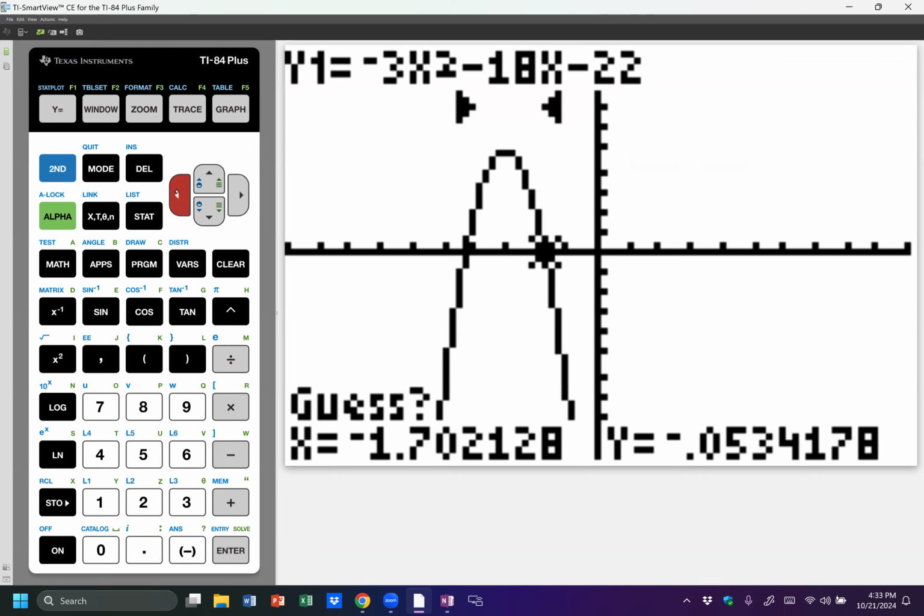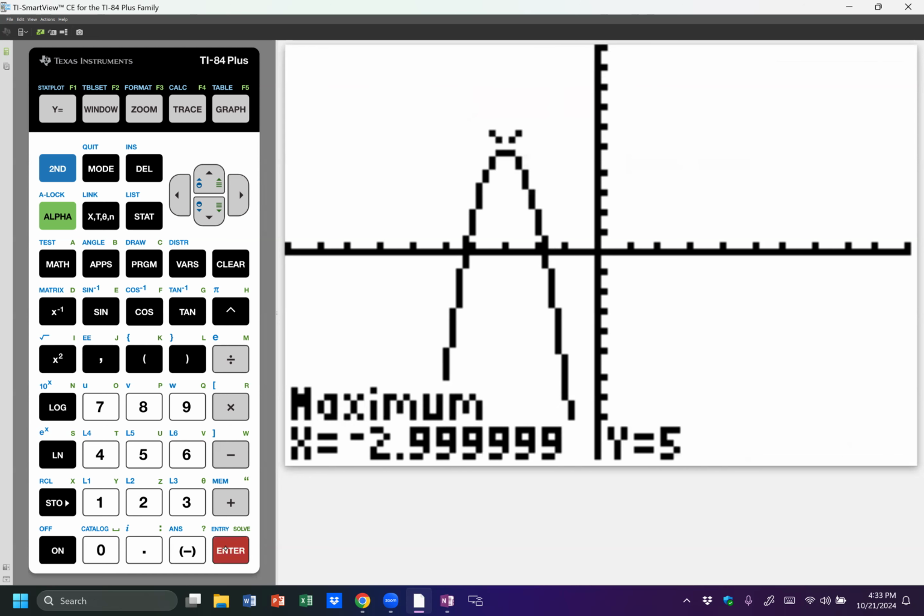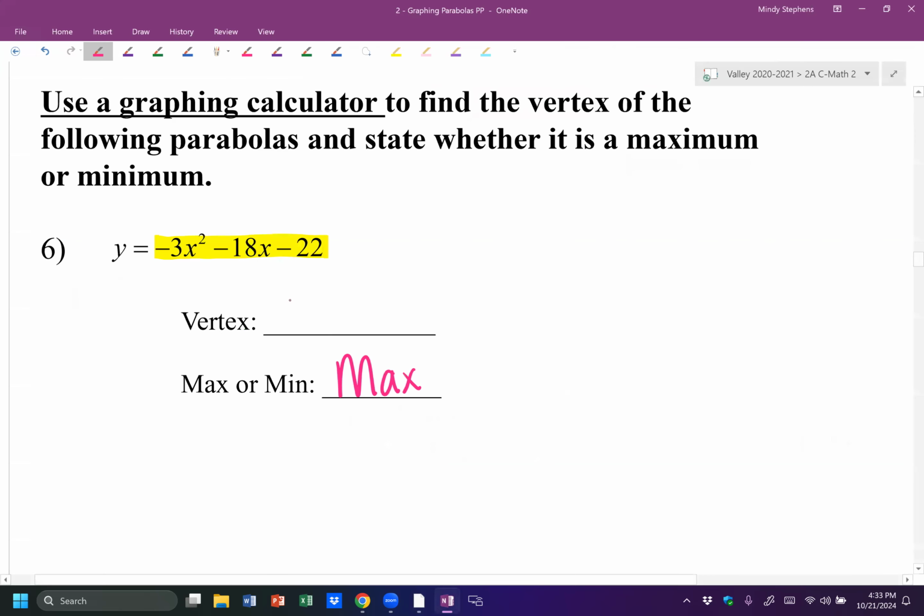Then it says guess. So I need to get the cursor as close to the top as I can. Then I'm going to hit enter. And it gives me -2.99, or yours might say -3, which is fine. I'm going to say -3, 5 for my answer here. So -3, 5. And there's my answer.